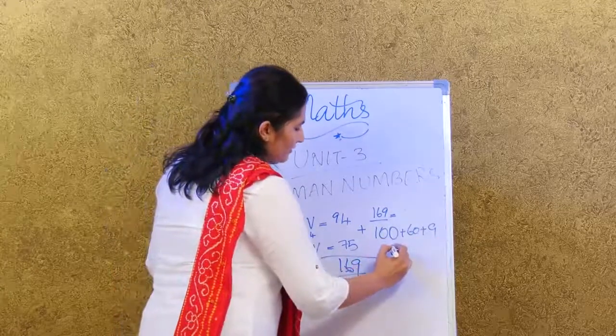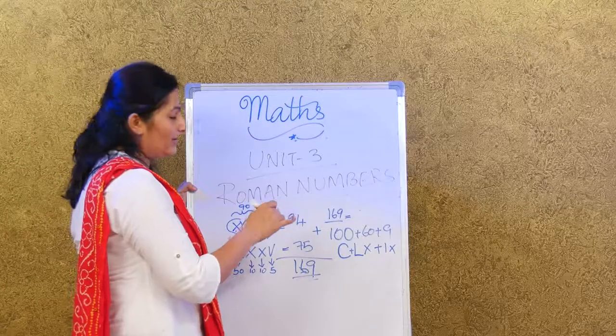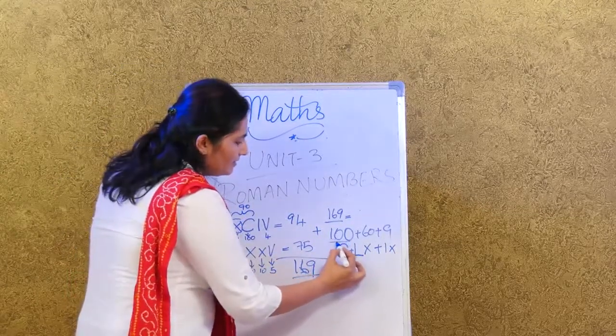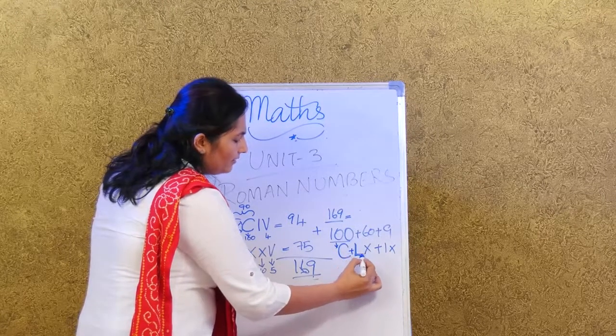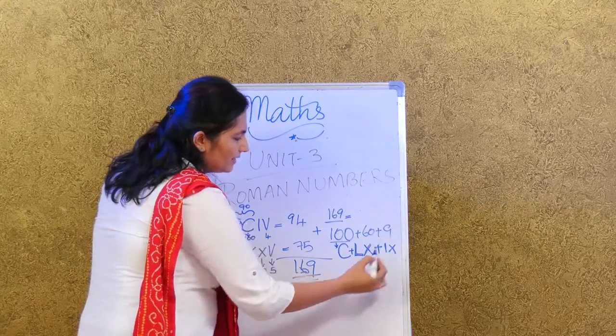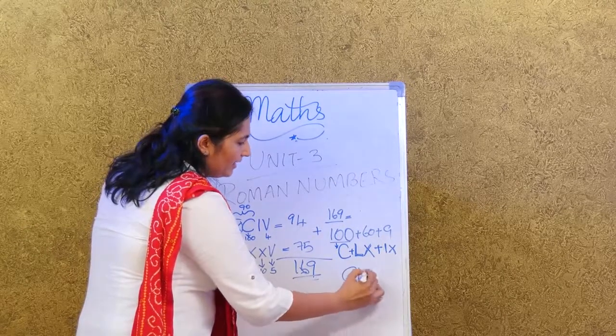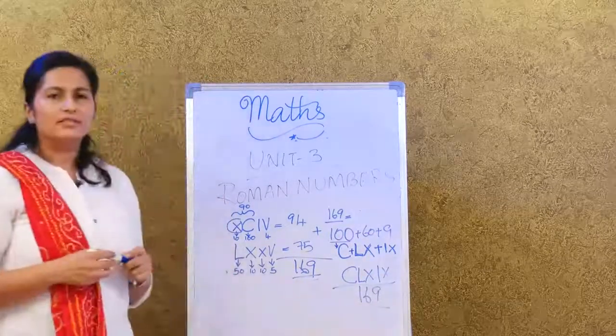So how do we write 100? See, 60, as you look at the table right now, you can see 60 is, okay, and then for 9 it is, did you see how our expanded form really helps in finding the Roman letters? So 100 is C, so we got C, plus 60 is 50 and a 10, then plus 9 is represented like this. Okay, so CLXIX, this is for 169. Did you get the answers?